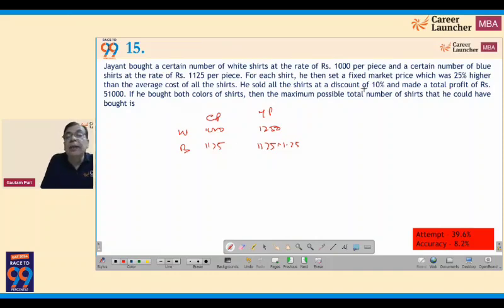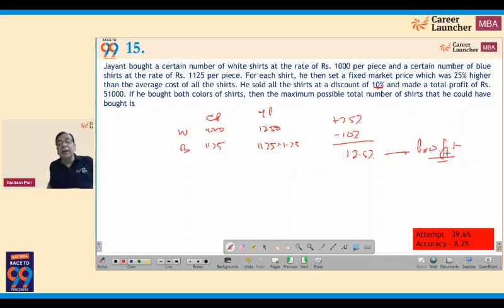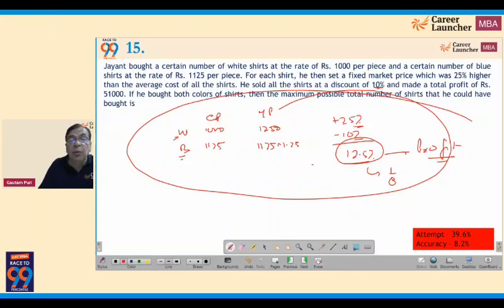And then what does he do? He sells at a discount of 10%. So there's a markup of 25% and a discount of 10%. Net it is A plus B plus AB by 100, which is 12.5%. So this is the profit. The key thing to understand in this question, and I think those 8% who got it right understood, was that there's a markup of 25% followed by a 10% discount, a net of 12.5% profit. So on white shirts he's got a 12.5% profit, and on blue shirts he's got a 12.5% profit. And what is 12.5%? 1 by 8. So with this basic jugaad, had you understood, you would have been able to do the question.